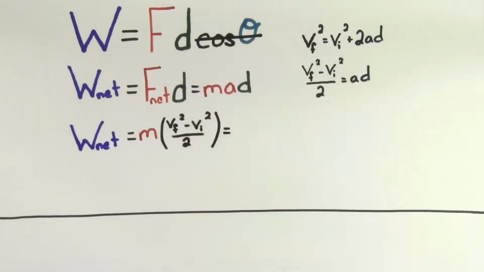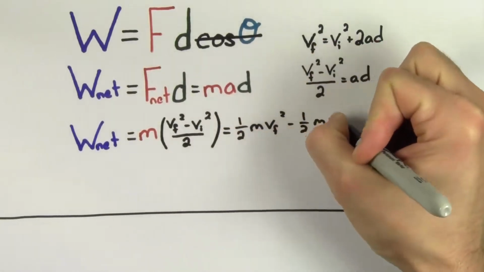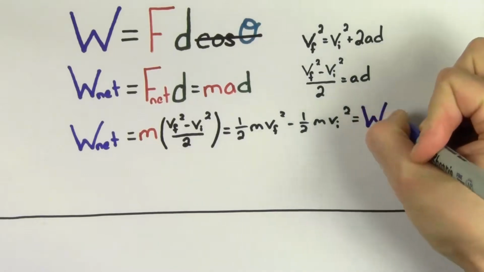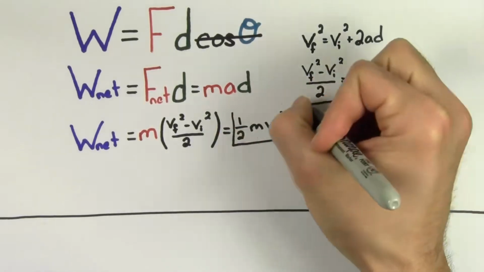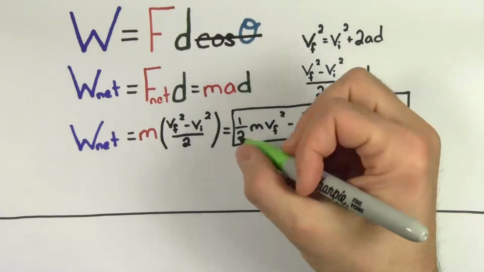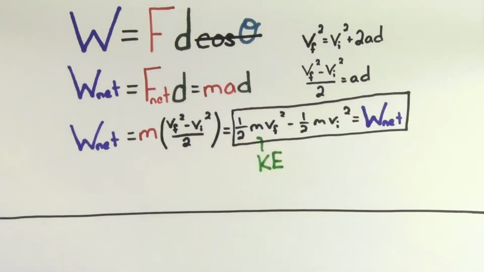If I multiply the terms in this expression, I get that the net work is equal to 1/2 mass times the final velocity squared minus 1/2 mass times the initial velocity squared. In other words, the net work or total work is equal to the difference between the final and initial values of 1/2 mv squared. This quantity 1/2 m times v squared is what we call the kinetic energy of the object.